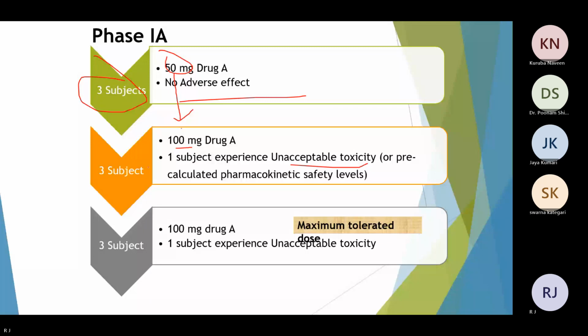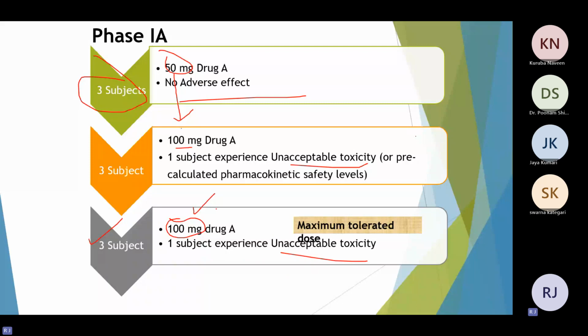So again, we will require three further subjects and we give the same drug, and again we'll see whether it's having unacceptable toxicity or not. If one subject or more than one subject is suffering from unacceptable toxicity, we will say, okay, this drug is the maximum tolerated dose. We cannot give any human being 100 mg of drug A.